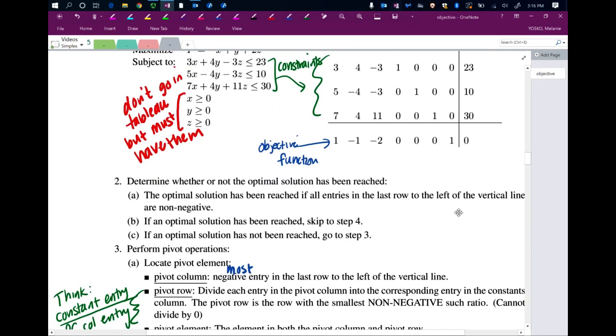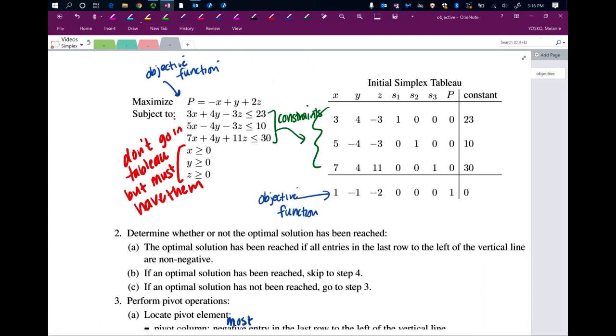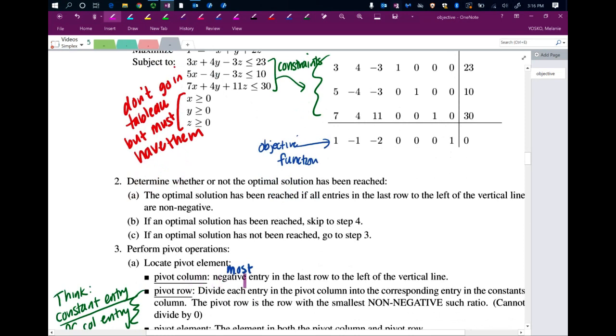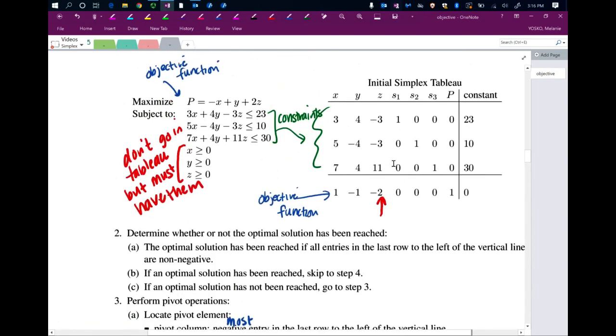So how do we find our pivot element? Well, we are going to locate our pivot element. First thing we're going to do is look for the pivot column. We're going to choose the most negative entry in the last row to the left of the vertical line, right here. Most negative. And when we say most negative, I want you to think about which one, if you drew a number line, would be the furthest to the left. So this is the most negative entry. So that means this whole Z column is our pivot column. Okay, so I'm not going to circle it because it made it kind of busy, but this is our pivot column. Maybe I'll highlight it. I think I'll highlight it for you. So there's our pivot column.